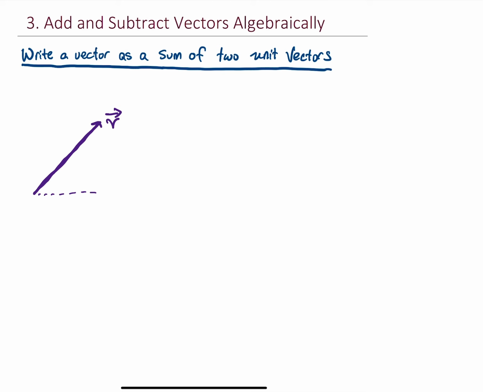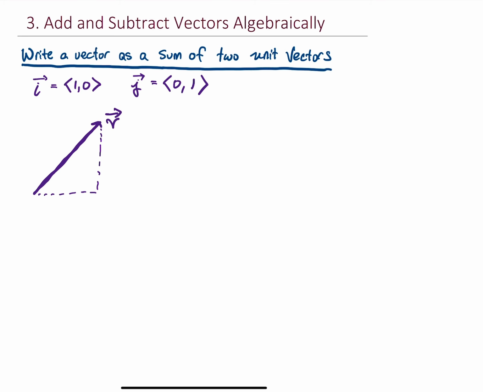So our vector will have some horizontal component, some vertical component. The two unit vectors that we will use are denoted as i and j. So the unit vector i has the components 1, 0, meaning it just extends 1 unit in the horizontal x direction. And then the unit vector j is the vector 0, 1, meaning it extends just 1 unit in the vertical direction.